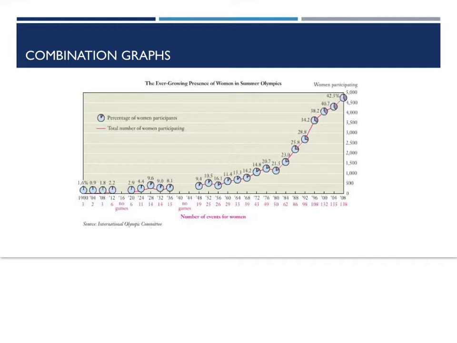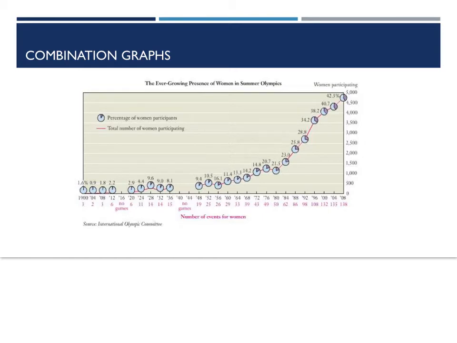So the pie chart shows the percentage of the participants that are women. So if you see the pink part of the pie chart growing, not only does the sheer number of women appear to be growing, but the percentage of women has grown from 1900 and 1904 being somewhere between 1 and 1.5% to now 42% of the participants in the Summer Olympics are women.